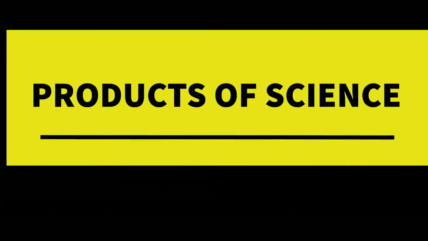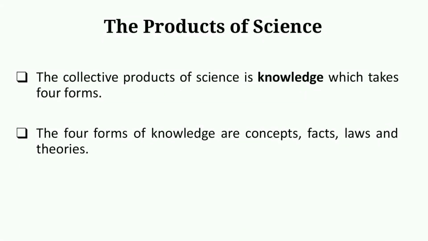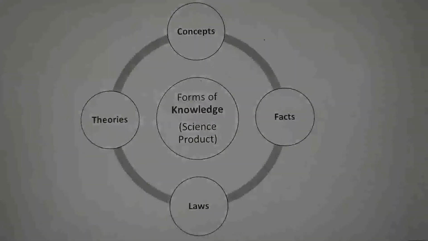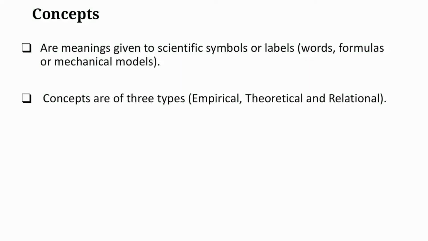Now, let's take a look at the products of science. Every product of science is a matter of knowledge and has four various forms, including concepts, facts, laws, and theories. So we are going to take a look at these four forms one after the other, starting with concepts, which are meanings given to scientific symbols or labels, including words, formulas, or mechanical models.